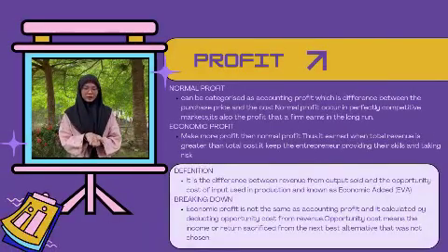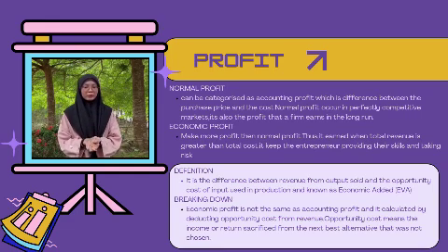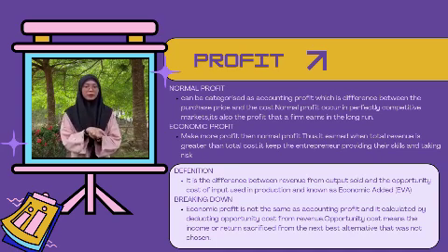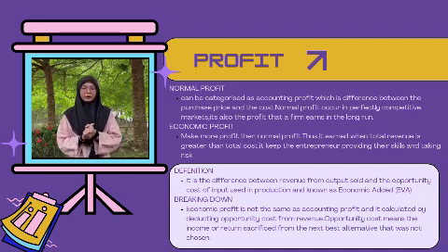That is also divided into two parts, normal profit and economic profit. Normal profit can be categorized as accounting profit, which is the difference between the purchase price and the cost. Normal profit occurs in perfectly competitive markets. It's also the profit that a firm earns in the long run.